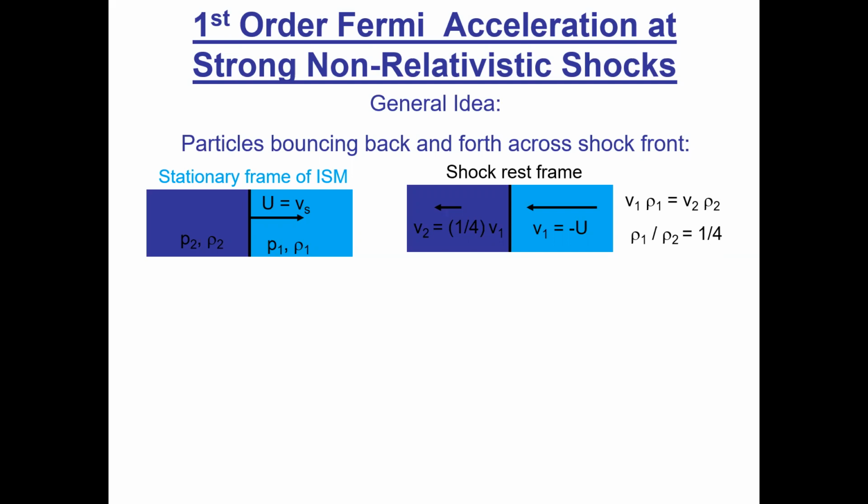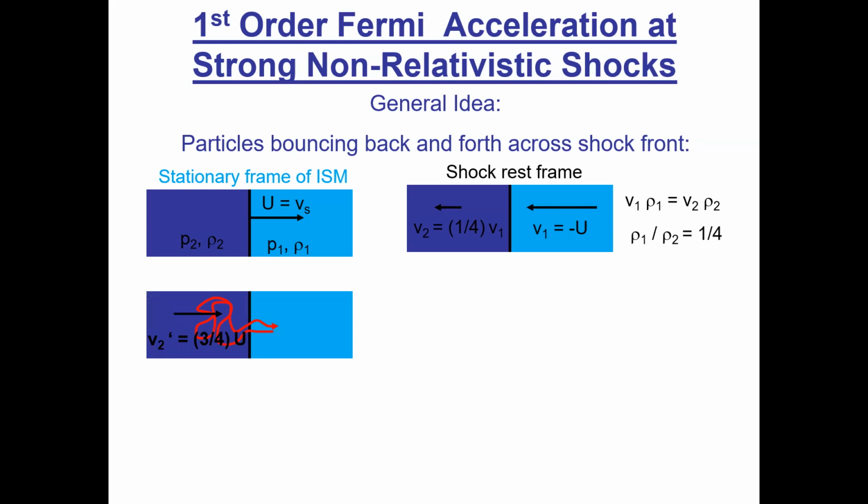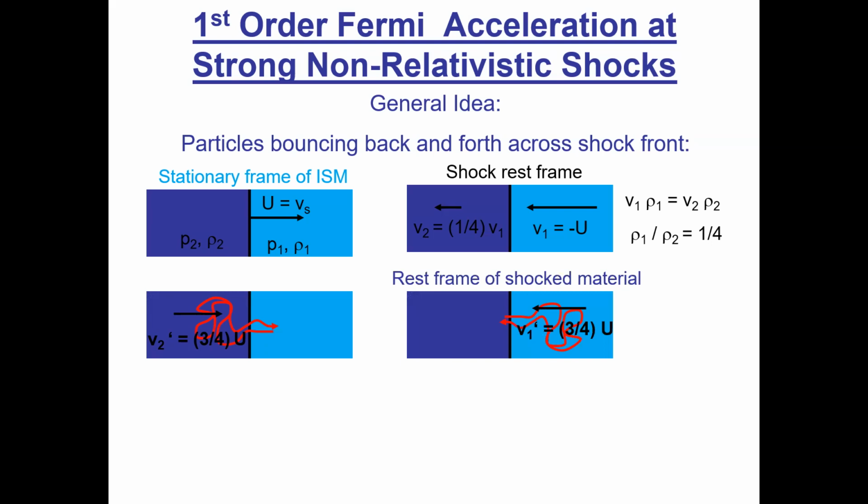We don't have time to derive this compression ratio. If this is a strong non-relativistic shock, then typically the material behind the shock is 4 times denser than in front of the shock. And then just mass conservation tells you that the speed behind the shock must be 1/4 the speed of the material coming in. That means in the stationary frame of the ISM, the shock material that produces the shock comes in with 3/4 of the shock speed. And the situation is then totally symmetric. The shock material sees the ISM coming in with 3/4 of the shock speed.